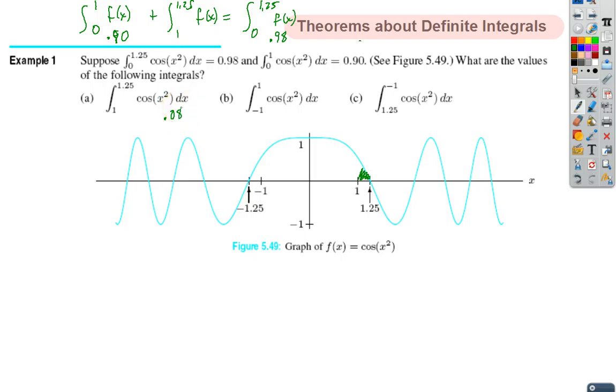For part B, they want this part here, from -1 to 1. I can see that this is an even function, and the 0 to 1 is going to happen twice. So it's just going to be twice the 0.9, and this one's 0.9, so this one's going to be 1.8.